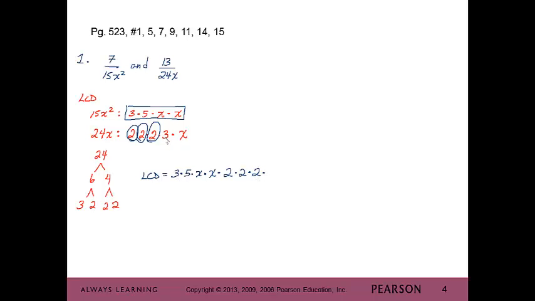3, well, we already have a 3 in the list, so we're not going to write this 3. And then x, we already have an x on the list, so we're not going to write this x. So the LCD is going to be 3 times 5 times x times x times 2 times 2 times 2. And we can multiply this together, and we end up with 120 x squared.